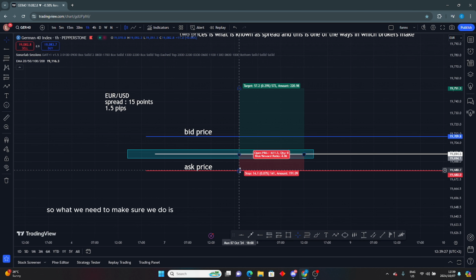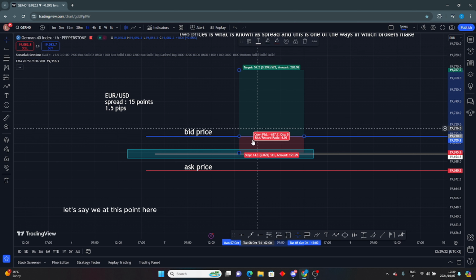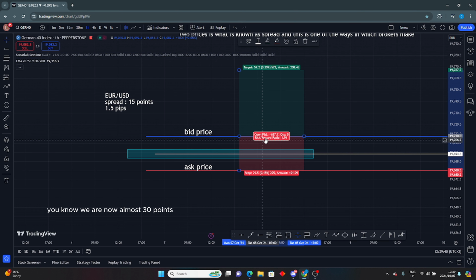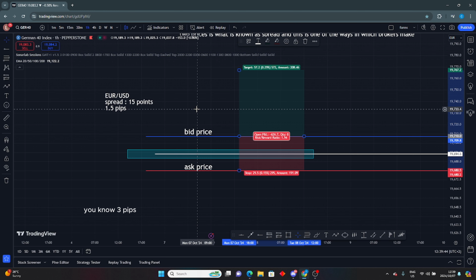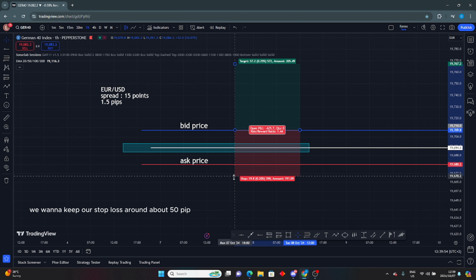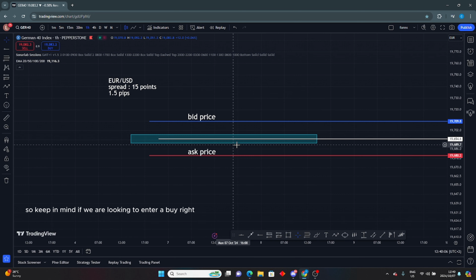So what we need to make sure we do is, because of the spread that we're currently running, let's say we're at this point here. Now our stop loss is not 1.5 pips from the entry. We are now almost 3 pips away. And usually when it comes to forex, we want to keep our stop loss around 5 pips to 10 pips max.